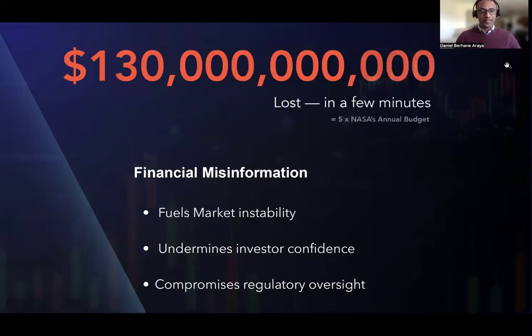In 2013, a hacked Associated Press Twitter account falsely reported an explosion at the White House. Within minutes, the markets fell sharply, wiping out $130 billion from the stock market. Although the markets regained quickly, it exposed how vulnerable financial systems can be to misinformation. But it's not just about money. Financial misinformation shakes market stability, undermines investor confidence, and creates blind spots for financial regulators.